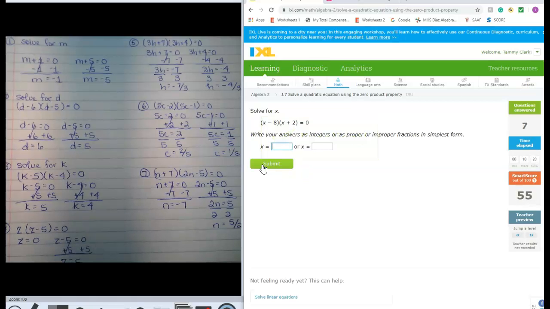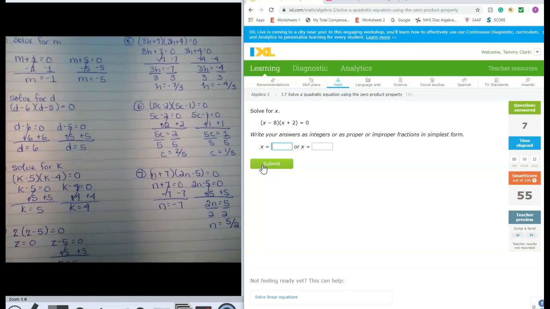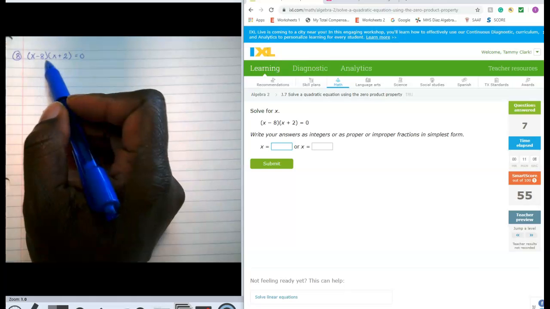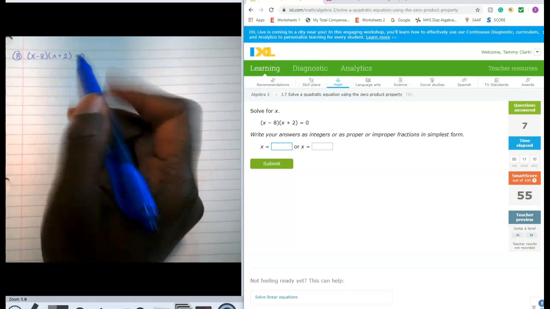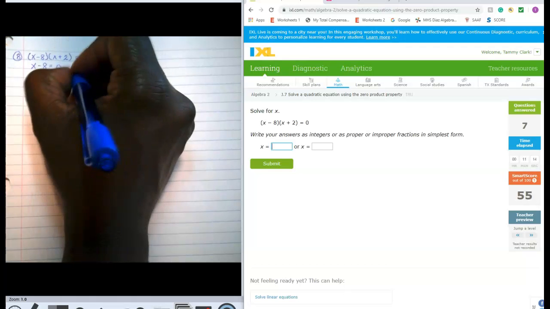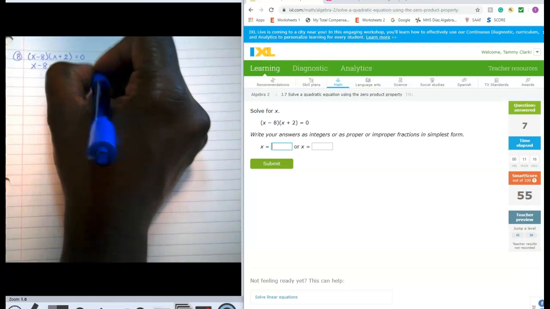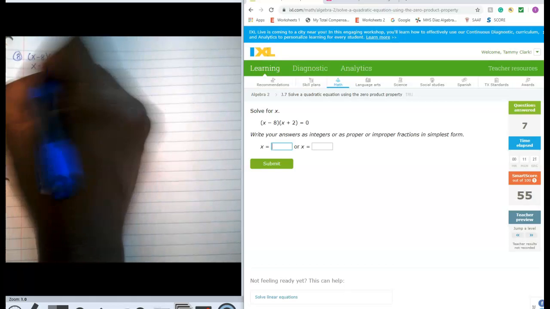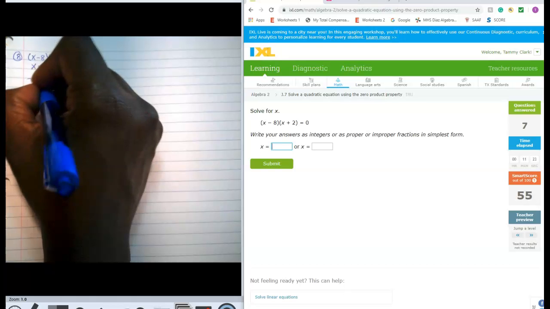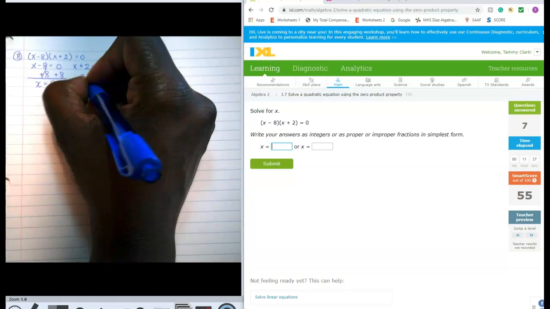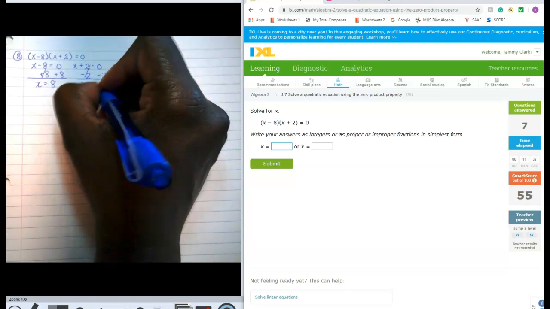Let's go ahead and look at number 8. So number 8, we've got x minus 8 multiplied by x plus 2 equals 0. So we're going to set both binomials equal to 0 and solve for x. To eliminate negative 8, we're just going to add 8 to both sides of the equation. Therefore, x is equal to 8. Over here, to eliminate positive 2, we're going to subtract 2 from both sides of the equation. Therefore, x is equal to negative 2.